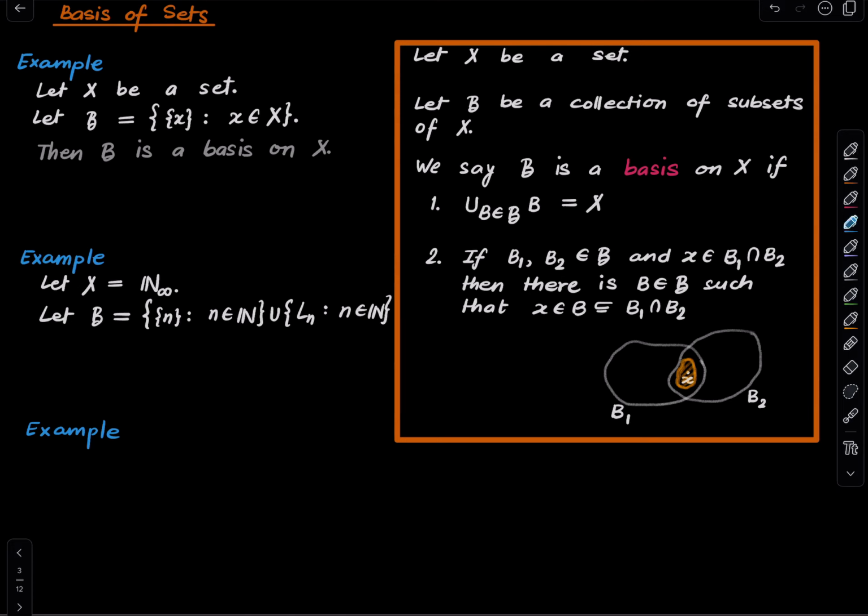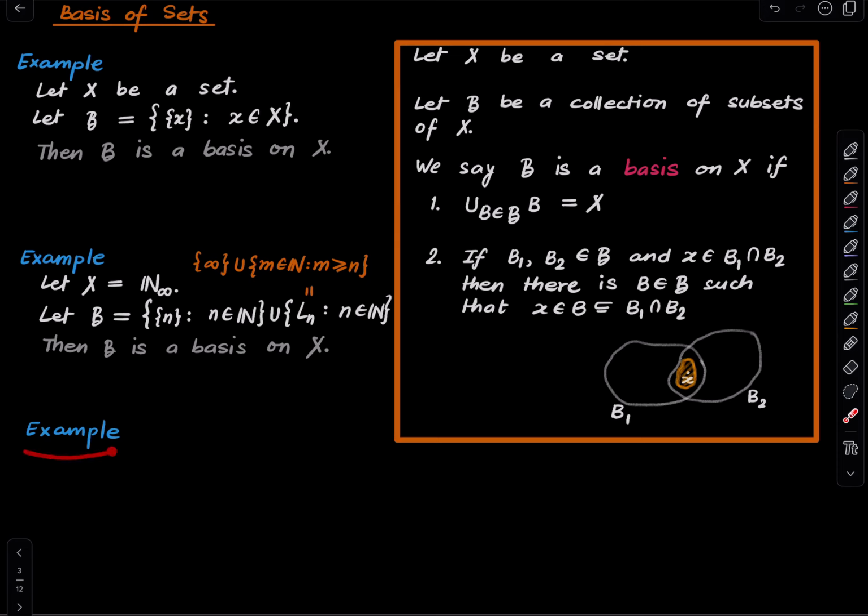So L_n is all the naturals which are at least n, along with the symbol infinity. Okay? So we have seen this many times. So then this guy is a basis on X. Right? And this one should just check for oneself. Very simple exercise.